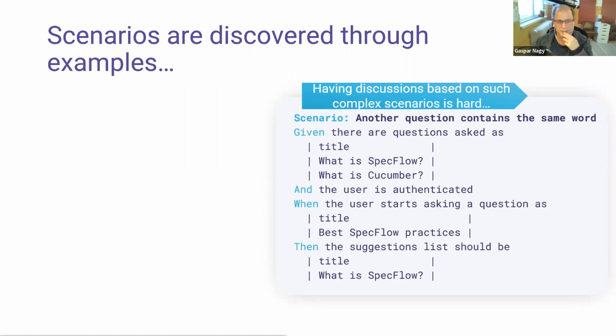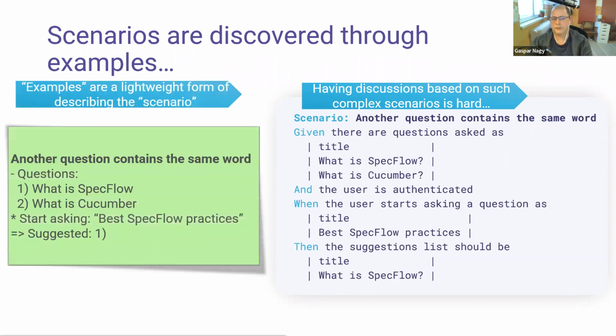And therefore, many teams have started to use some sort of lightweight form of a scenario. This is what we can call an example. So we can say that examples are a lightweight form of describing the scenario. If you see the scenario and the example on the screen, you can see that actually they are saying the same thing, but the example is really just doing it in a very lightweight, sketchy way. On the other hand, the scenario is more properly written and follows the exact syntax that SpecFlow can process.